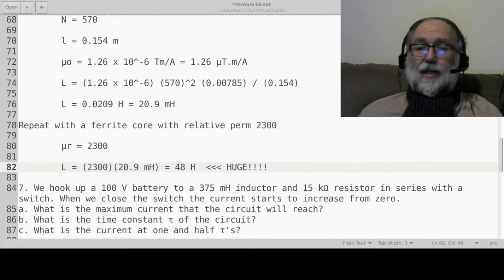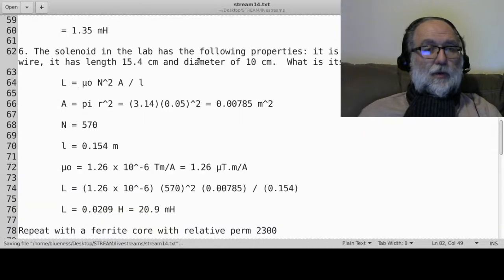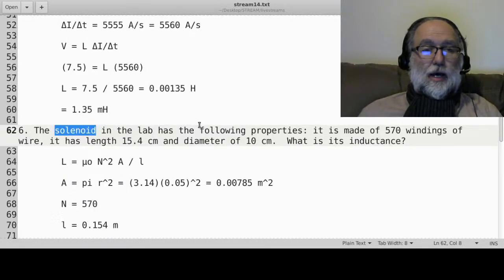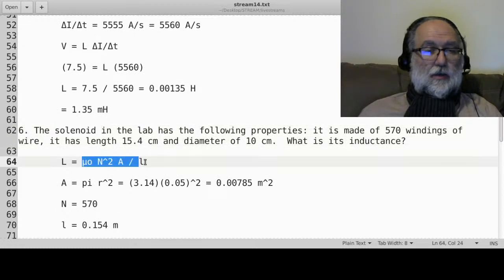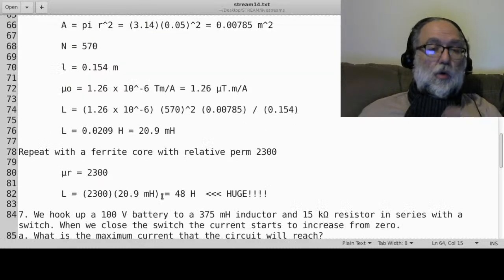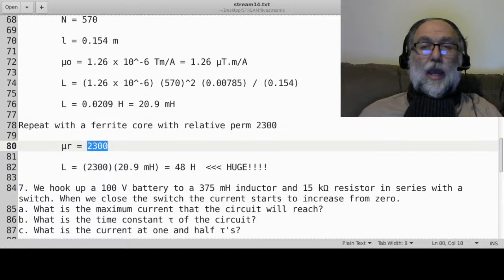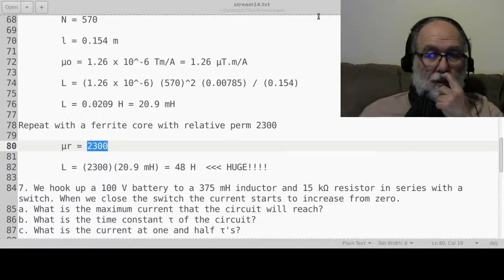Let me just go over it again. It's very simple. It's just a matter of plugging in. Solenoids make great inductors, and the formula is just this. You need the number of windings, the cross-sectional area, and the length of the solenoid. Then you multiply by the permeability of free space, and if there's a core, you also multiply by the relative permeability.